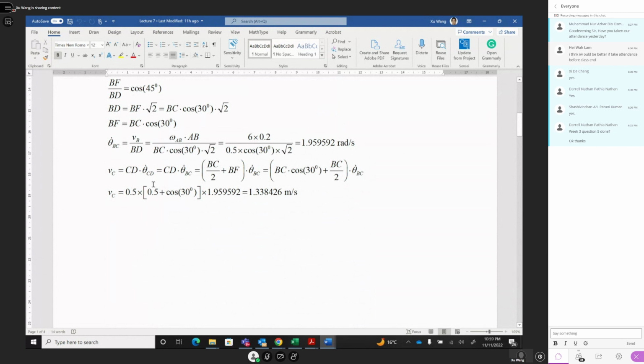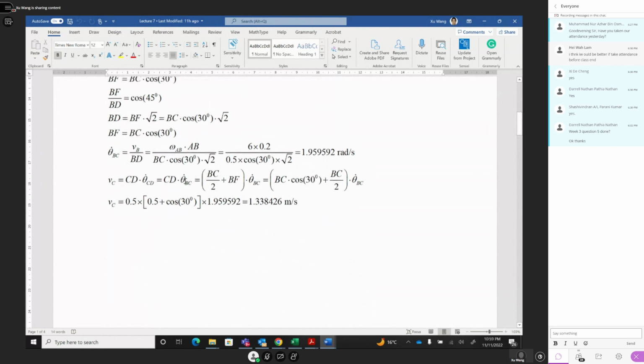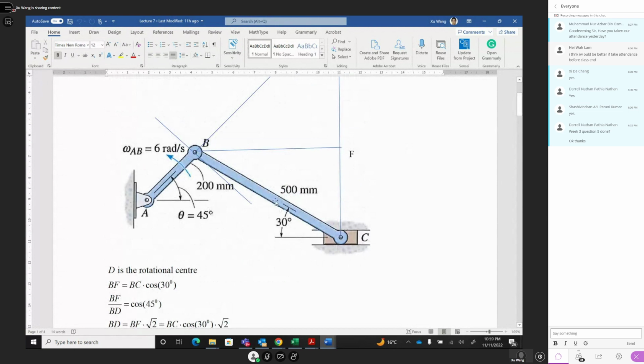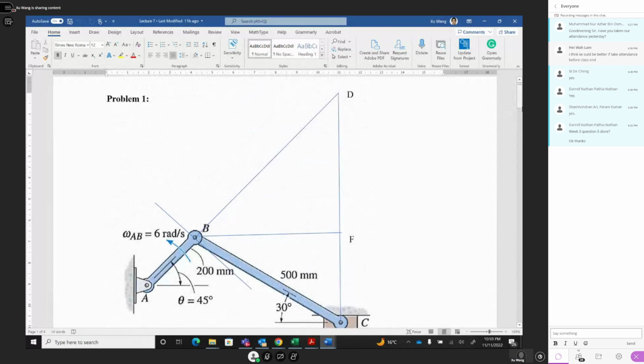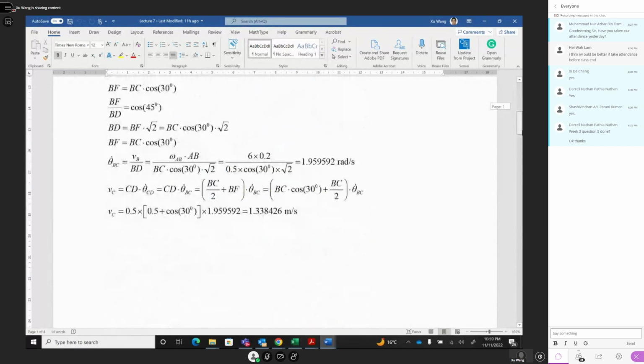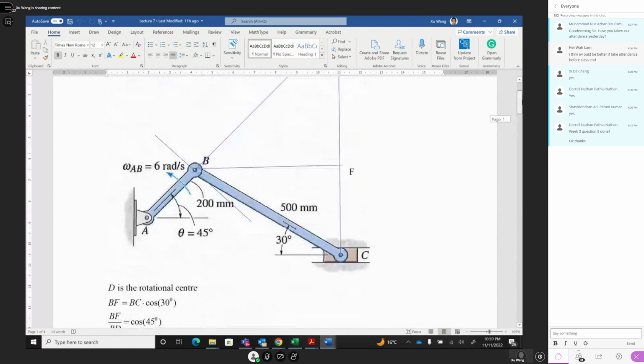And then omega CD, BC is the same. Omega CD rotation here, omega BC is the same. All the rotation center is D. And then this CD multiplied by theta dot BC. CD equal to how much? CD equal to this one.